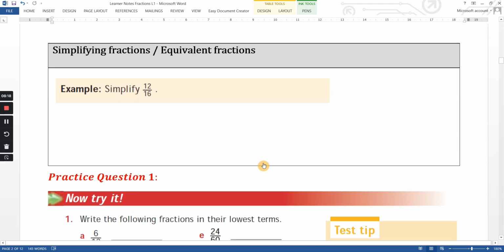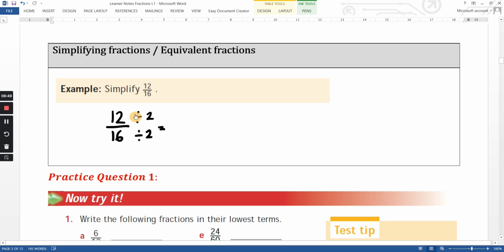Let's have a go at simplifying. So I've got this fraction here, 12 out of 16. You look at both the numerator and the denominator, and you think of a number that goes into both of them at the same time. So me personally, you could do 2.